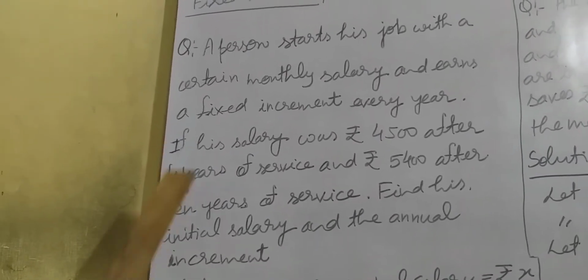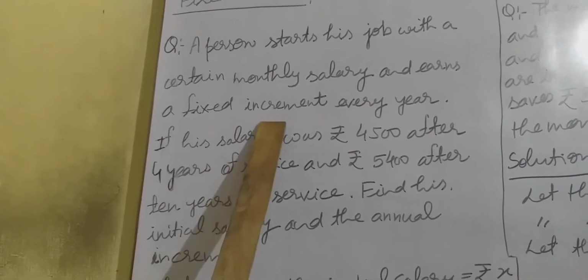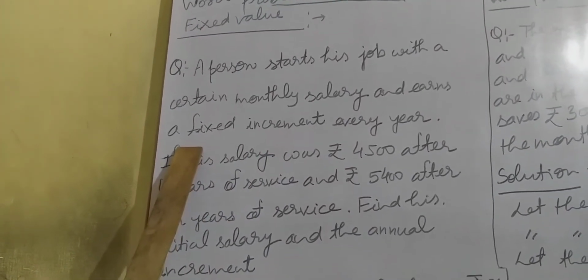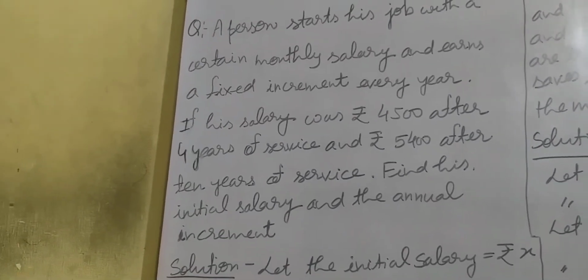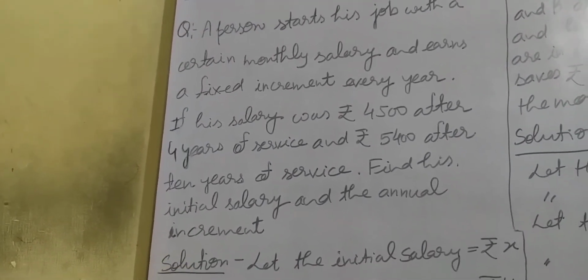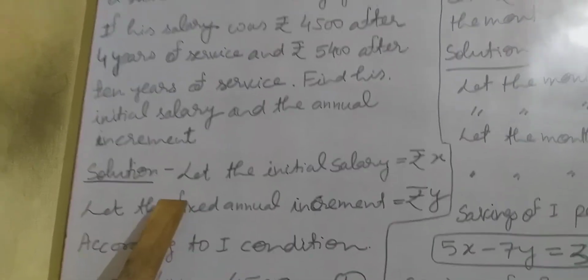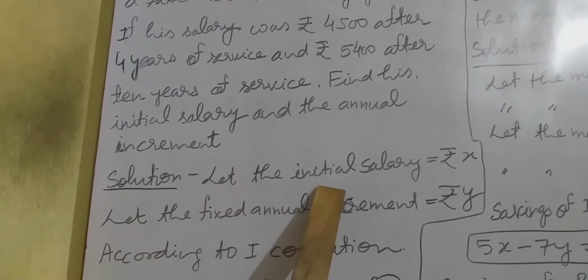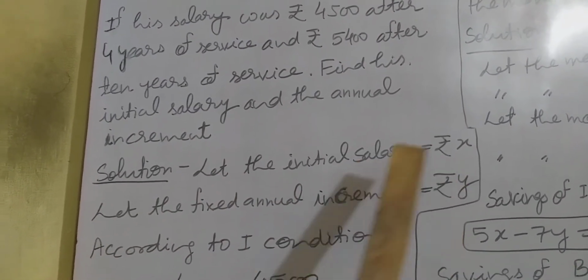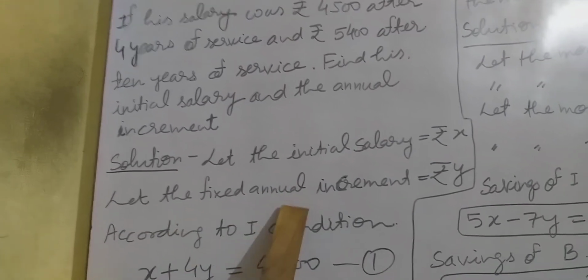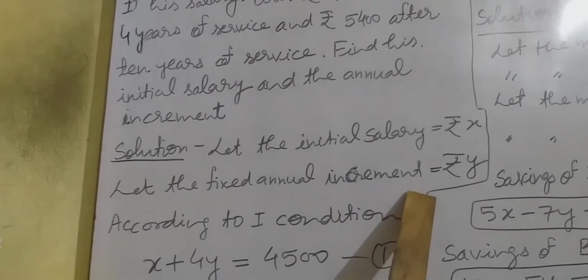Okay, students, you can see here fixed kind of values are given to us. Then how can we solve this question, students? So, let the initial salary equal rupees X. Let the fixed annual increment equal rupees Y.